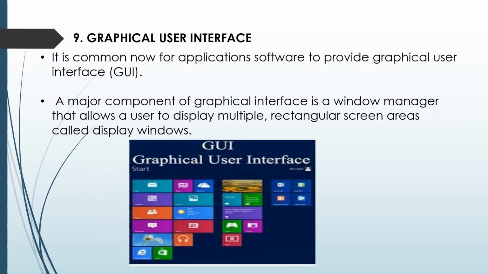Next, graphical user interface. It is common now for application software to provide a graphical user interface. A major component of a graphical user interface is a window manager that allows a user to display multiple rectangular screen areas called display windows. Each screen display area can contain a different process showing graphical and non-graphical information, and various methods can be used to activate a display window. Using an interactive pointing device such as a mouse, we can activate a display window on some systems by positioning the screen cursor within the window display area and pressing the left mouse button.